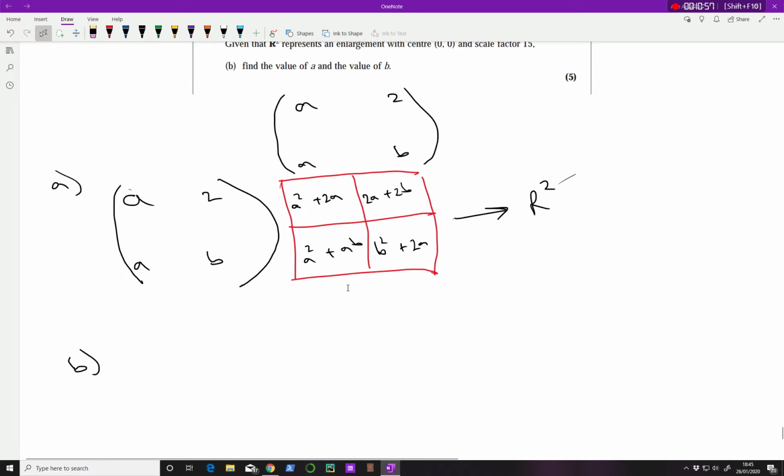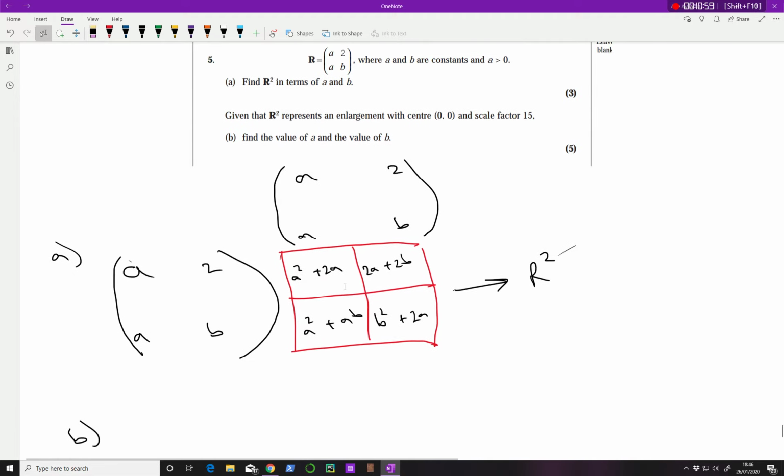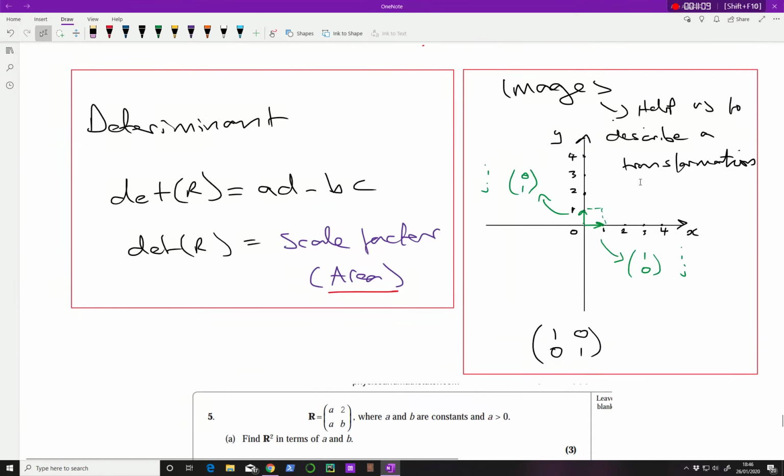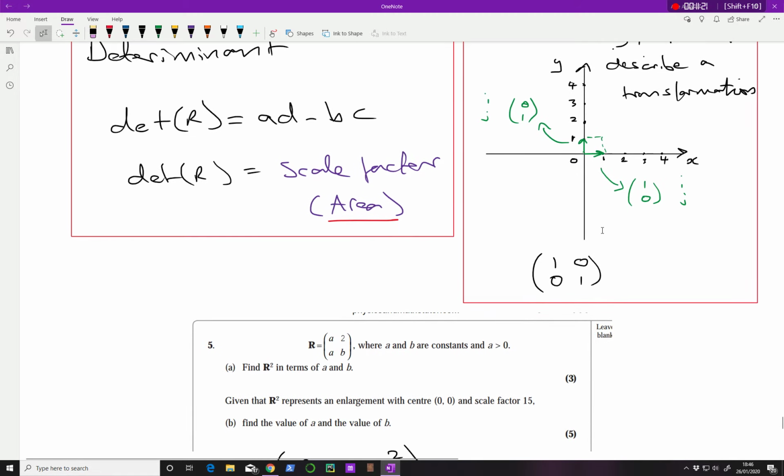How will we describe what this enlargement is doing? Well, we can use images. And we're also going to use images to find out what the values of A and B are. So, as I wrote up here, I have two images. I have my X image and I have my Y image. And these form the unit square of area 1, because 1 times 1 is 1. And again, it's very important that I said that because it relates back to the determinant scale factor area.